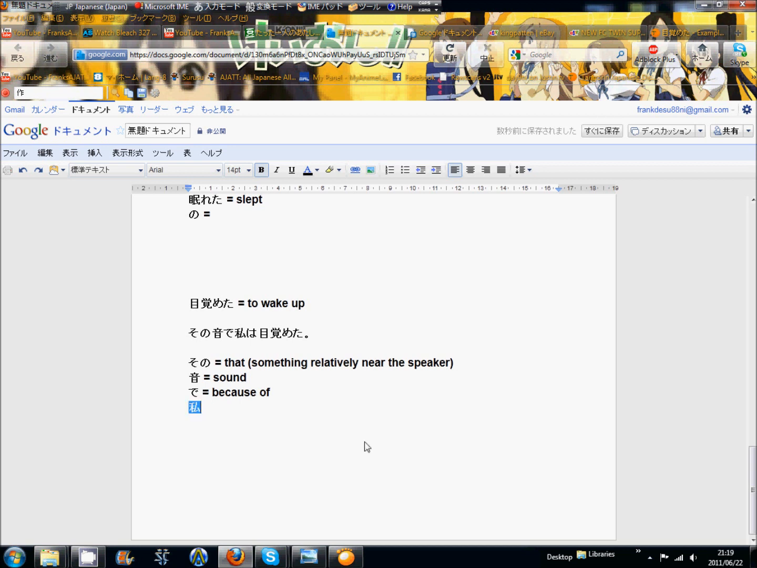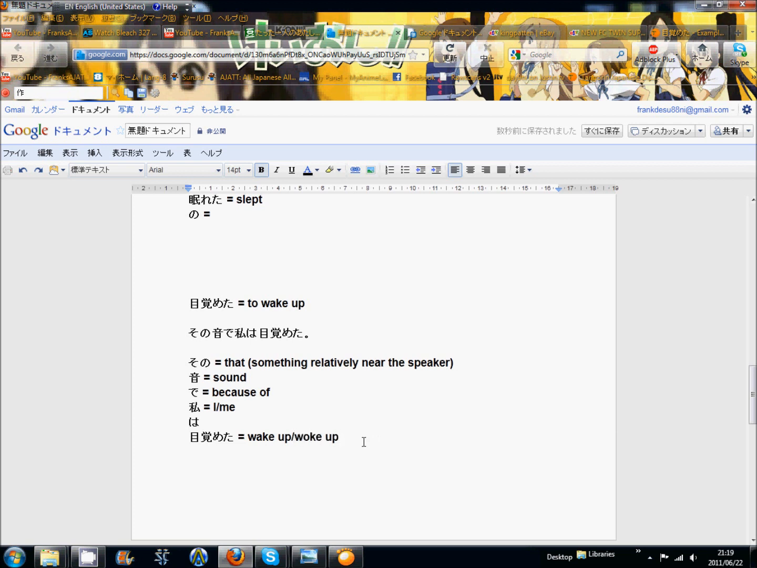And then watashi is the next word. Watashi is a very standard way to say I or me. And then, of course, our word is... well, hold on, sorry. There's the wa for the subject, right? And of course, this version of wa is putting emphasis on what comes after it. In this case, it is our word that we're looking at, mezameta, wake up. Or woke up.